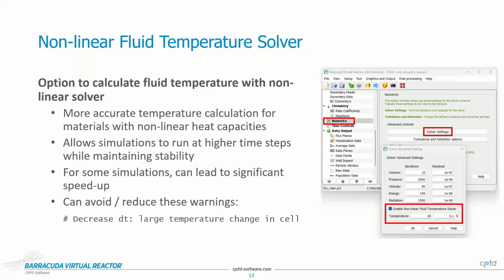However, this approach does have the downside that it potentially slows down your entire simulation quite a bit because the hydrodynamic time step is being reduced to help out that linear solver. So the new option, by using this nonlinear solver, has the potential to avoid this time step reduction and maintain stability and speed, even if temperature changes are large in the calculation. To enable this feature, you go to Numerics, Solver Settings, and then you can check the box for Enable Nonlinear Fluid Temperature Solver.